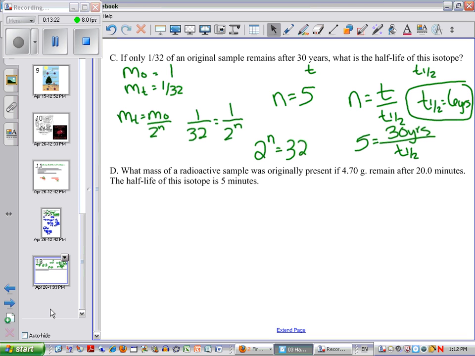The only other way I can trick you is I give you, like, the half-life in years and the time in days. You've got to make sure that your time units are the same and that your mass units are the same. So days, minutes, seconds, it doesn't matter as long as they match.